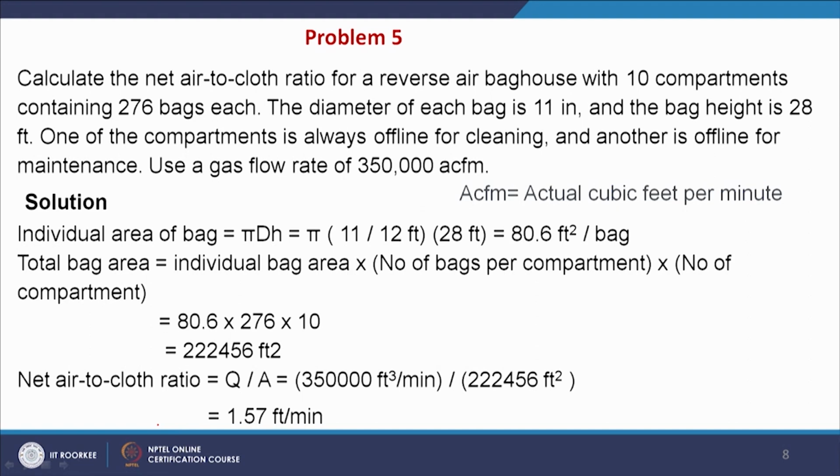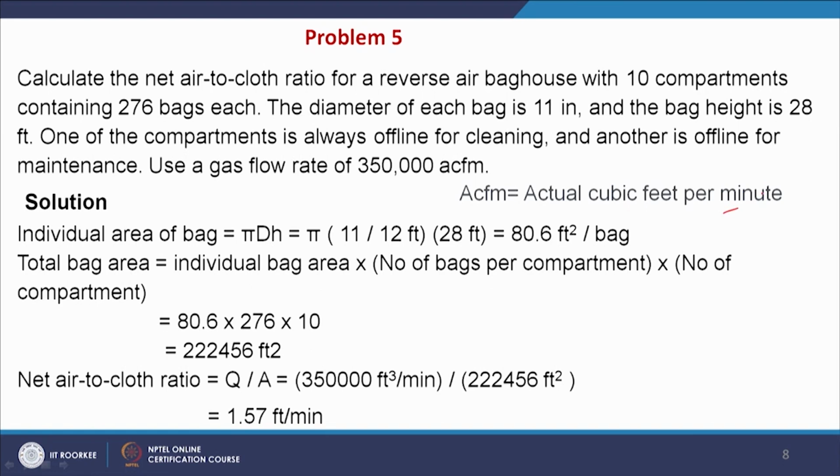Now, problem number 5. The statement is: calculate the net air to cloth ratio for a reverse air bag house with 10 compartments containing 276 bags each. The diameter of each bag is 11 inch and the bag height is 28 feet. One of the compartments is always offline for cleaning and another is offline for maintenance. Use a gas flow rate of 350,000 ACFM, where ACFM is actual cubic feet per minute. So, this is the statement, and this is a problem of bag filter.